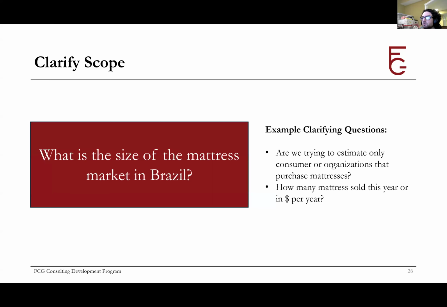I have another question too. Yeah, go ahead. Would this include resale of mattresses or anything like that? It's on a per year basis. So what you might have to do in your framework, and that's a really good question, is maybe implement some type of growth rate or replacement rate for these mattresses. So if you think about it, not many people are buying that many mattresses per year, right?